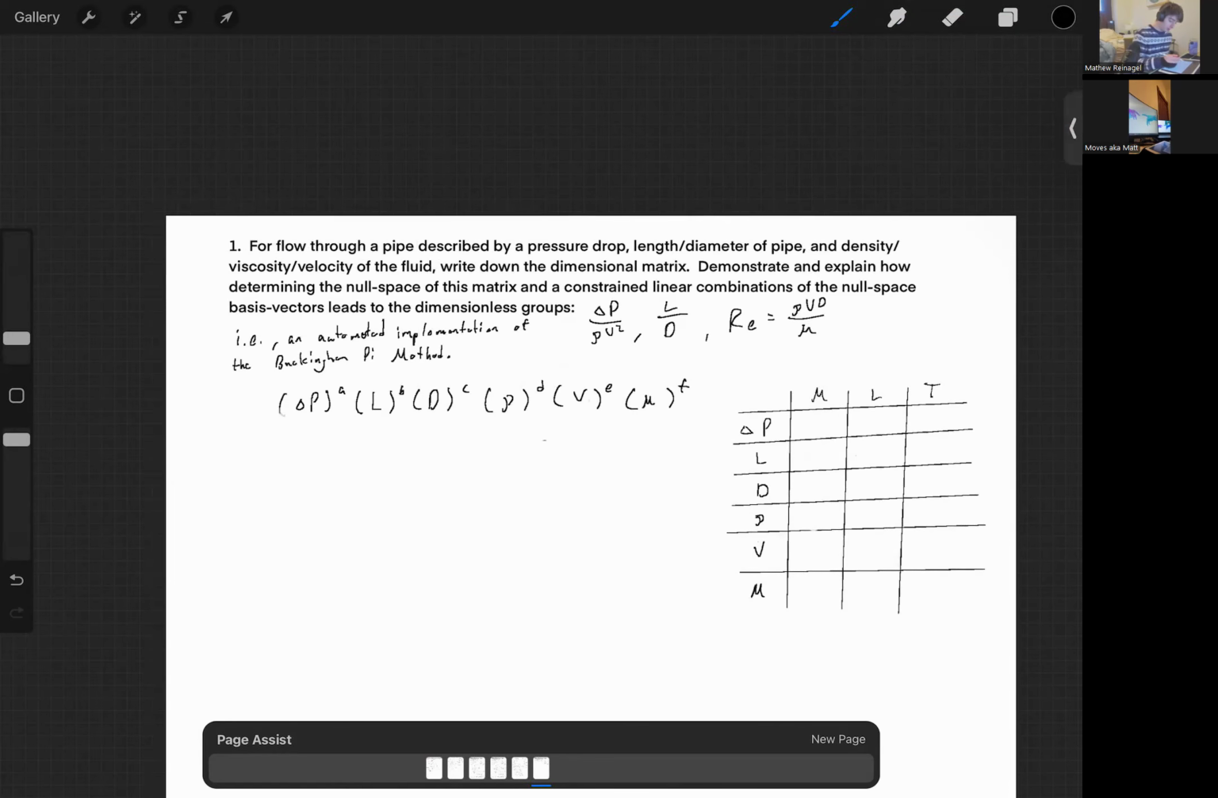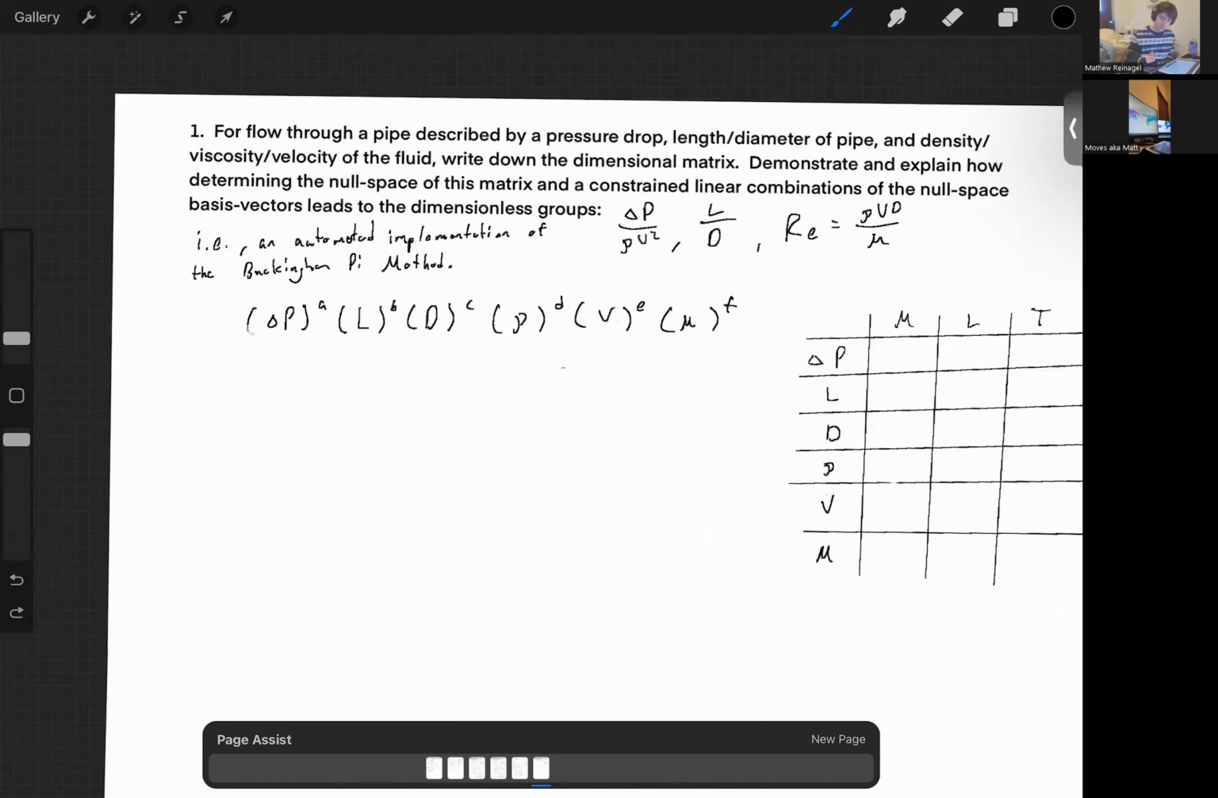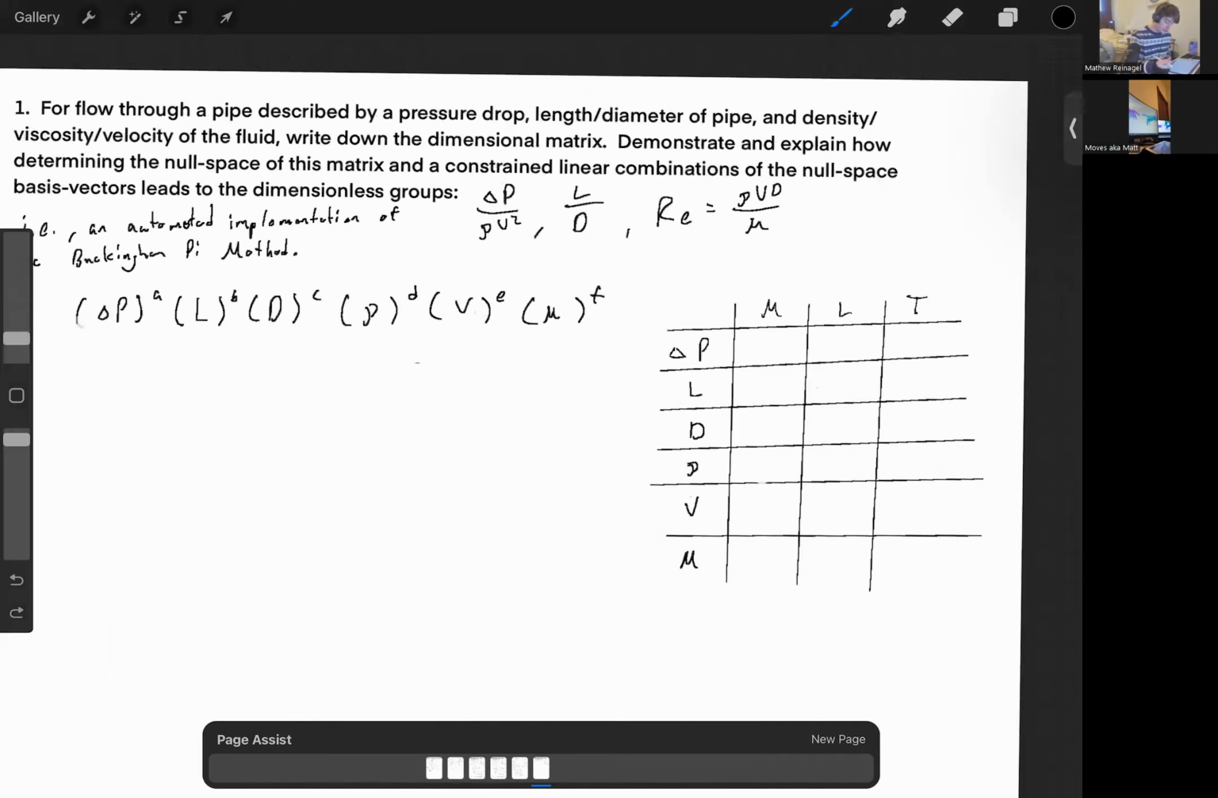So it says we have a pipe that is described by pressure drop, length, diameter, density, viscosity, and velocity. So what I have done is written down all of these properties and put them to the powers of certain letters. These can be any powers, but for this case, for the dimensional matrix, we're just going to assume that these are variables to solve so that when we sub them in, we can get any dimensionless group.